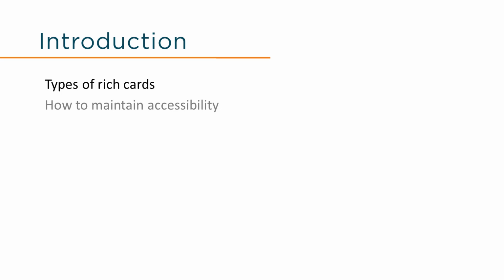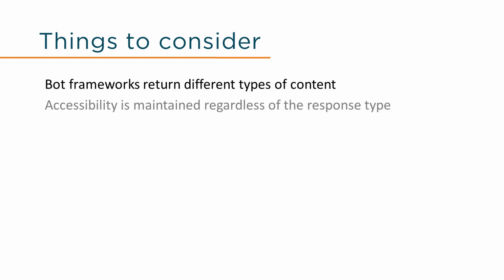We'll step through several different response types and explain what needs to be added to ensure accessibility is maintained regardless of how the bot is responding. Many bot frameworks return several different types of responses in addition to regular text. Because of this, we need to ensure accessibility is being maintained regardless of the type of response.